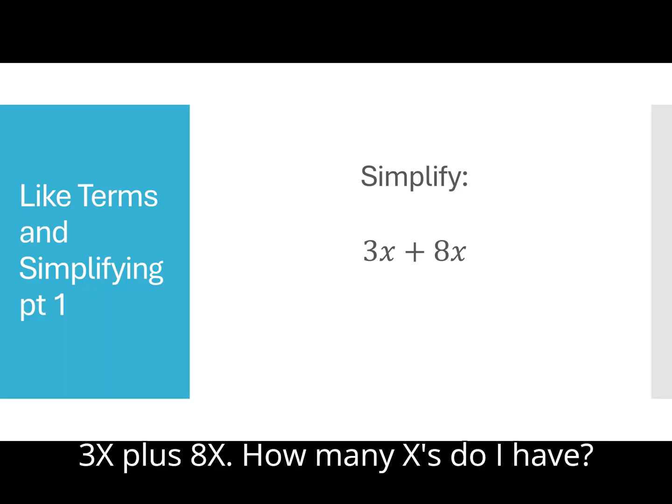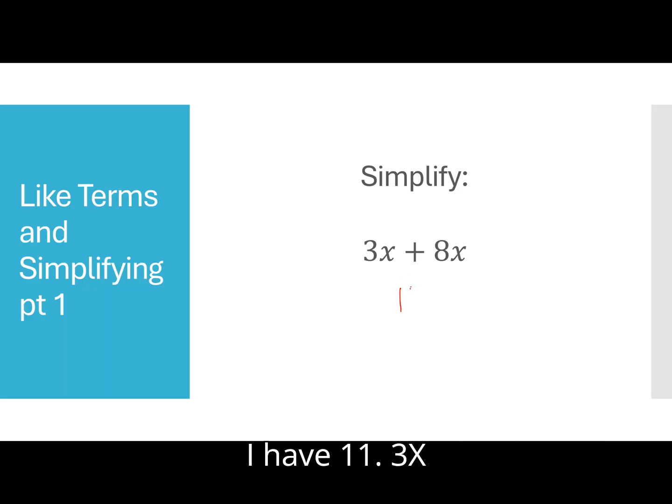3x plus 8x. How many x's do I have? I have 11. 3x and 8x together is 11x.